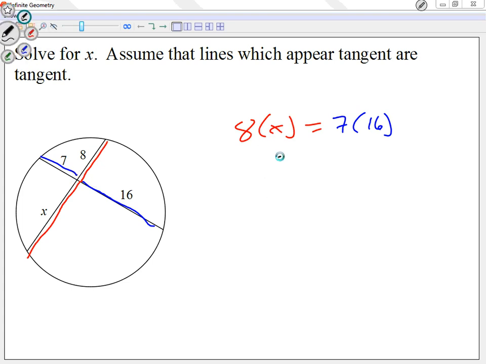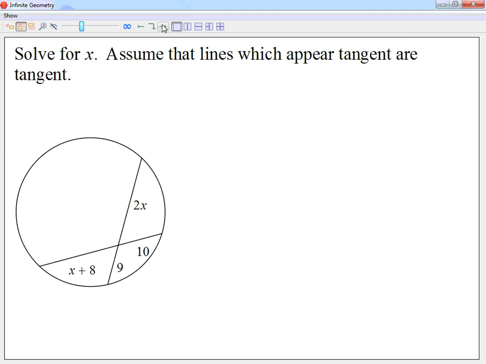So 8 times x gives me 8x. 7 times 16 gives me 112. Divide both sides by 8, and that gives me 14. So x equals 14. That's it.